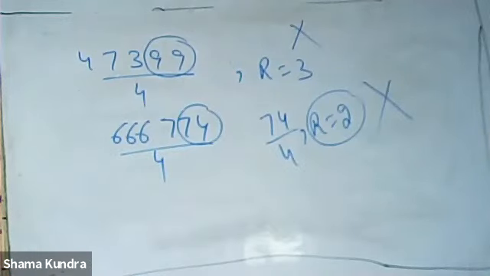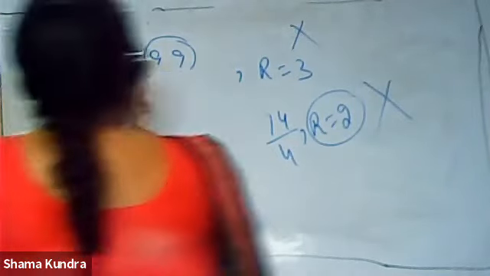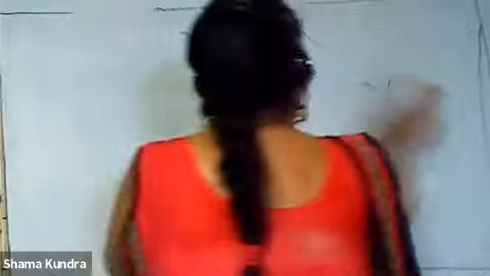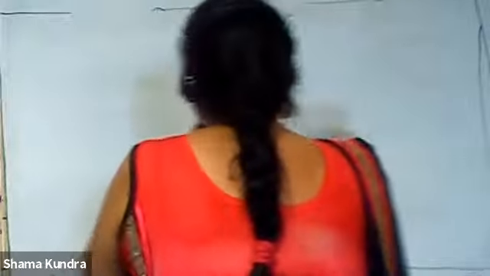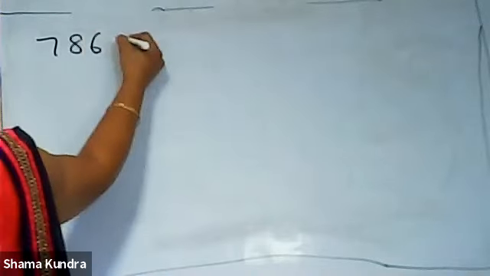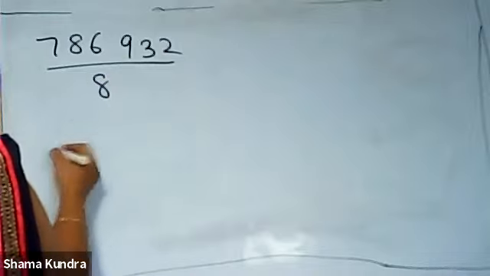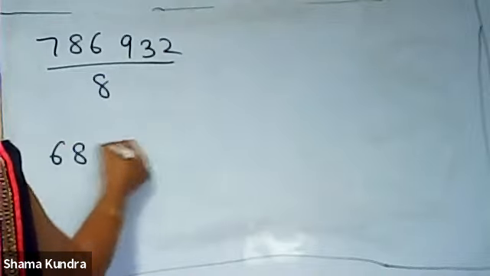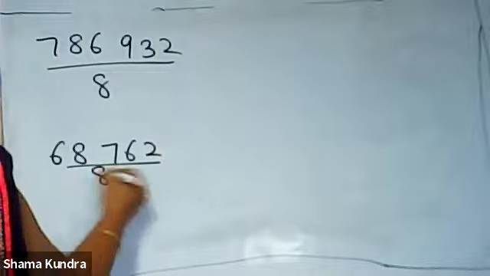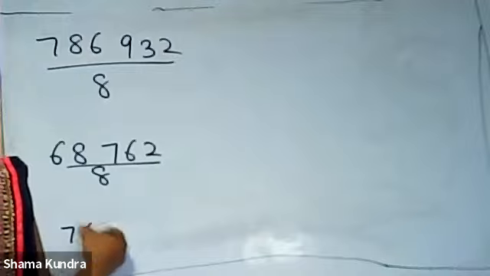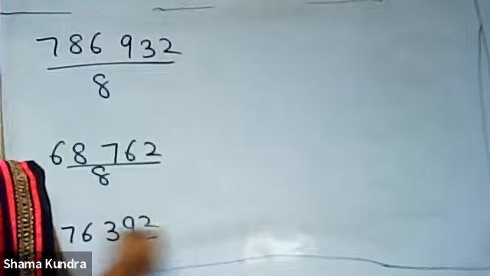Now, I will take some examples of divisibility by 8. For 8, the last three digits must be 000 or the last three digits must be divisible by 8. For example, 786932, 68762 and 76392.